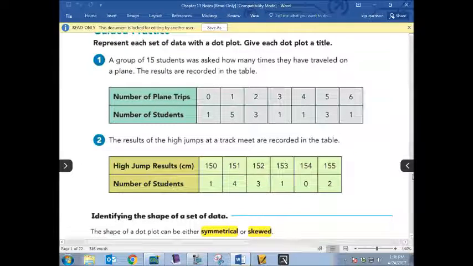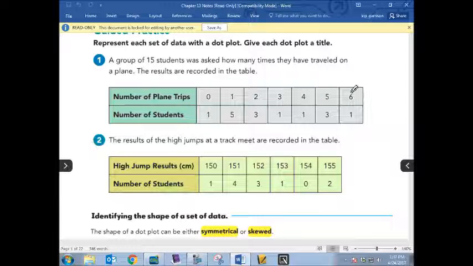All right, here we go. A little bit of practice we can do together now. A group of 15 students was asked how many times they have traveled on a plane. The results are recorded in the table. For all the people that have never been on a plane, there was 1 student. For the people that have been on 1 plane trip, there were 5 students. There were 3 students that have been on 2 plane trips, 1 student that's been on 3, 1 that's been on 4 plane trips, 3 students that have been on 5 trips, and then there was 1 student that had been on 6 trips.